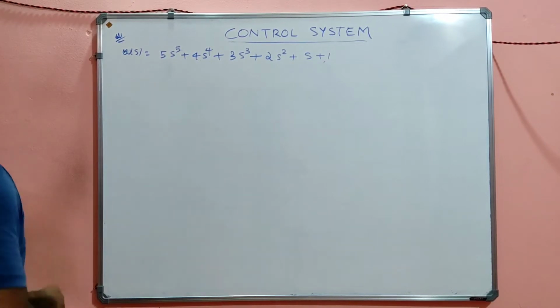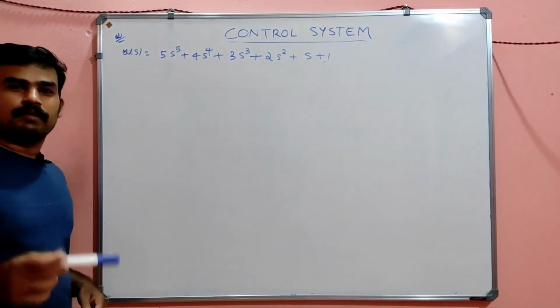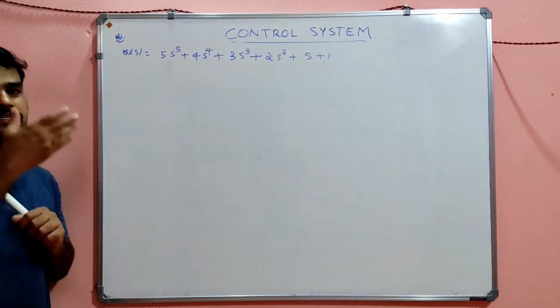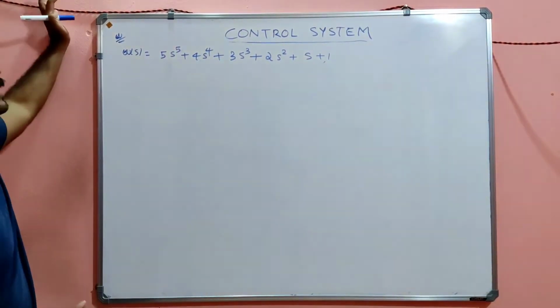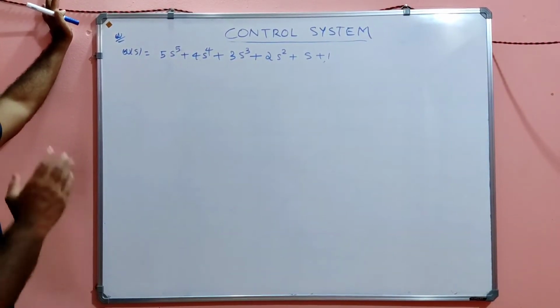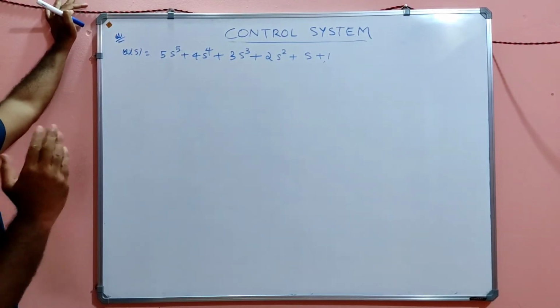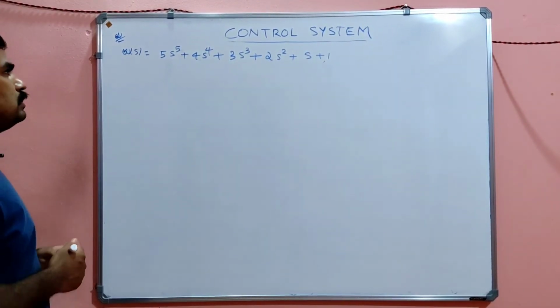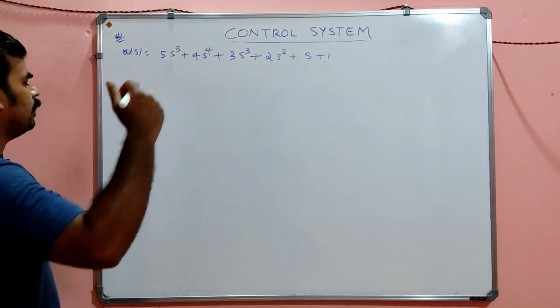Okay, write another question, my dears. So in between there was some error. So write the question again: 5s raised to 5 plus 4s raised to 4 plus 3s cube plus 2s square plus s plus 1. So what you have to find again is the stability.